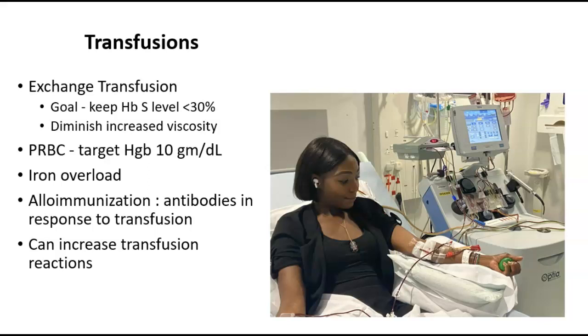Remember what I said with the transfusions. Anytime we're giving multiple transfusions, we need to be concerned about iron overload. And then there's something called alloimmunization. So basically, the more transfusions a person gets, the more likely they are to develop antibodies. This makes it harder and harder to type and cross these folks for different transfusions. So if they need blood, they may not get it right away.